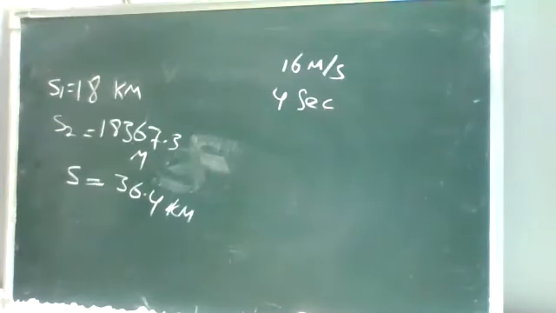I'll repeat the question. A stone is dropped from a balloon rising upwards with a velocity of 16 meter per second. The stone reaches the ground in 4 seconds. Calculate the height of the balloon when the stone was dropped. We are going to find the height of the balloon. Right, try this. It is the same case as the first question.